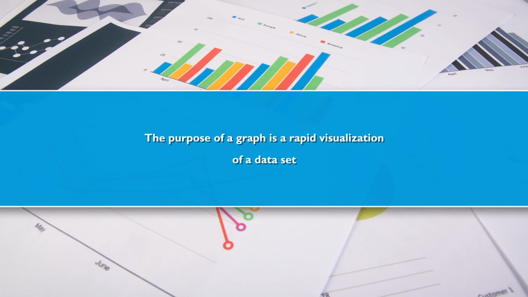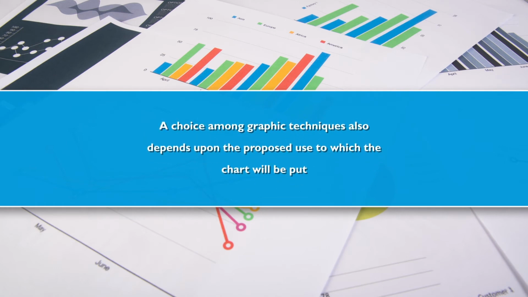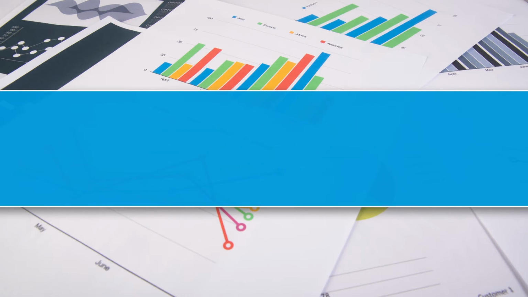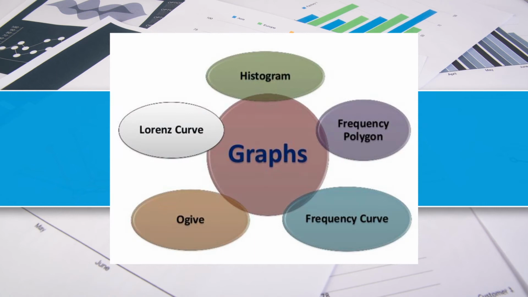The purpose of the graph is rapid visualization of data. That is very true. A choice among graphic techniques also depends on the proposed use to which the chart will be put. These are the graphical presentations which are omnipresent in the present scenario: the Lorenz curve, histogram, frequency polygon, frequency curve, and ogive. All these come under the ambit of graphs of time series.